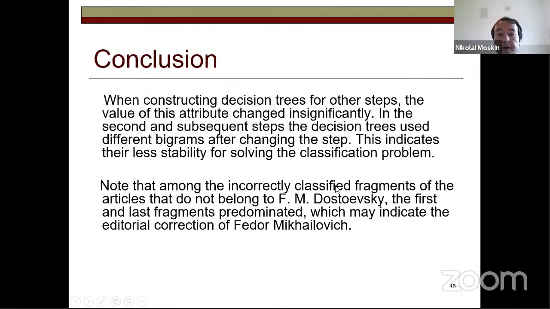When constructing decision trees for other steps, the value of this attribute changed insignificantly. In the second and subsequent steps, the decision trees used different bigrams after changing the step. This indicates less stability for solving the classification problem. Note that among the incorrectly classified fragments of the articles that don't belong to Fyodor Mikhailovich Dostoevsky, the first and last fragments predominated. I think Alexander can say some words about this interesting fact, which may indicate the editorial correction of Fyodor Mikhailovich.